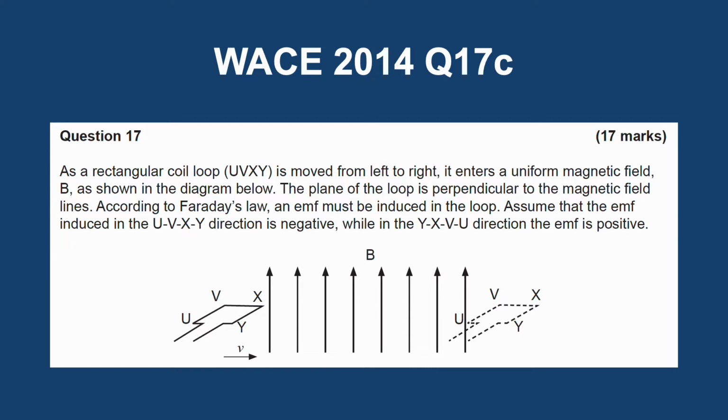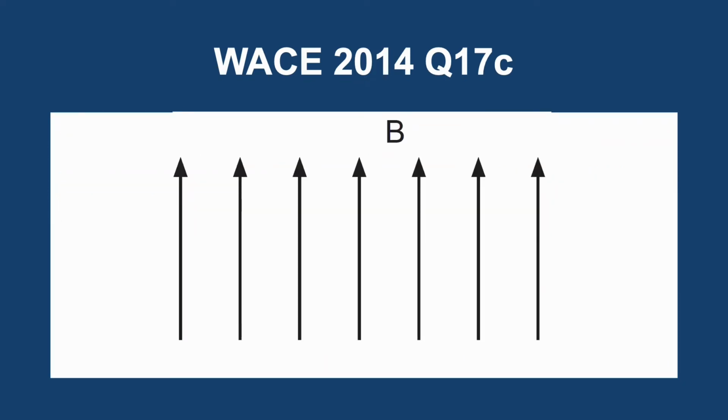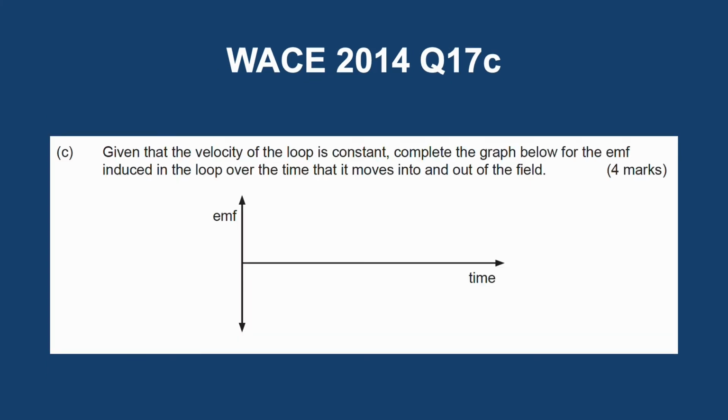Now, before we go further with the question, it's important that we try to imagine what is happening. We have a uniform magnetic field B and a coil that is passing from left through the middle and then out through the right of that magnetic field. Part C of the question asks us to draw a graph of the voltage being induced across the loop for the duration of its journey.